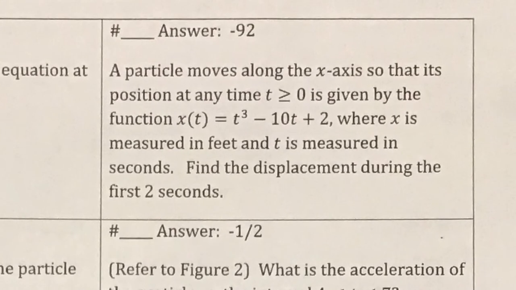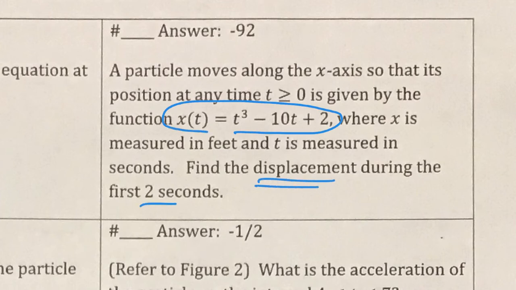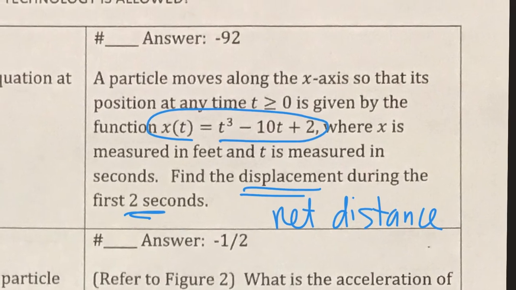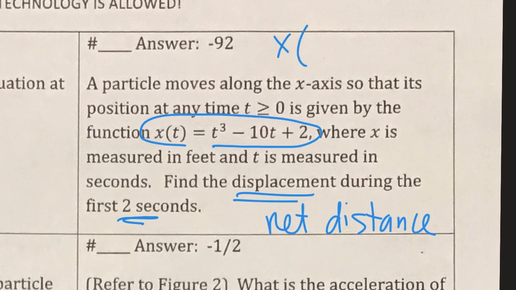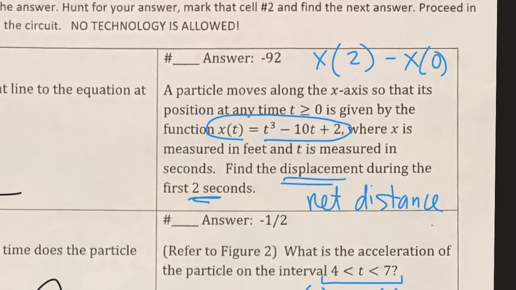Okay, a particle moves along the x-axis given by this function. Okay, find the displacement during the first 2 seconds. So displacement is the same as net distance traveled. Okay, net distance. So to find the displacement, we're going to take the position at time 2 minus the position at time 0. Okay, now let's see. Displacement is not absolute value. So we just want to know, where is the particle, how far is the particle from its original position after 2 seconds. So x of 2 minus x of 0. Okay, so there we go.